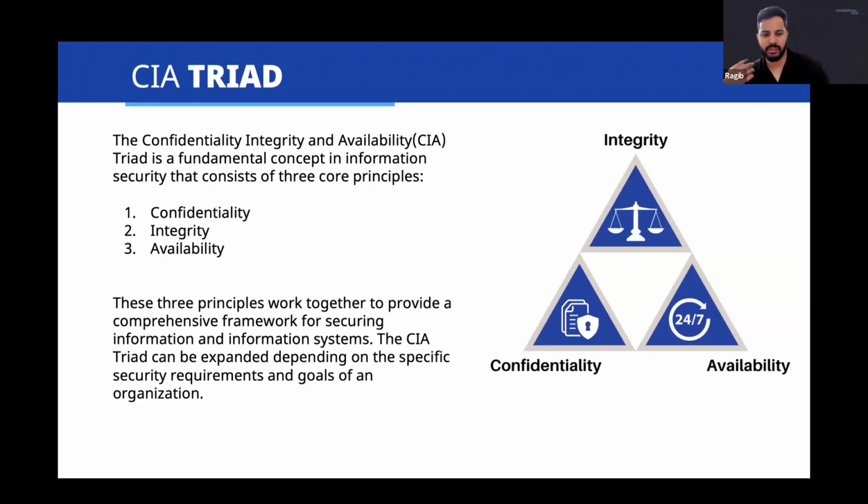Confidentiality means keeping sensitive data away from unauthorized eyes, like using passwords and encryption. Integrity ensures that your data is accurate and hasn't been tampered with, so you know that what you're looking at is the actual data and no one has manipulated it. And availability means authorized users can access systems and data when they need it, right?